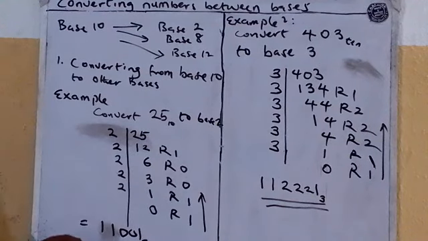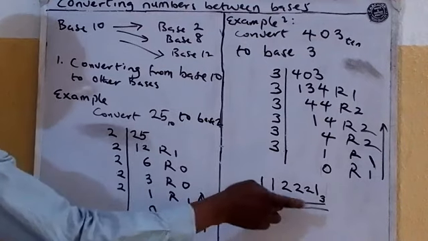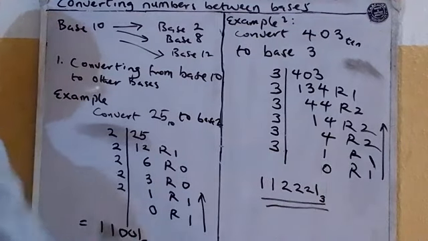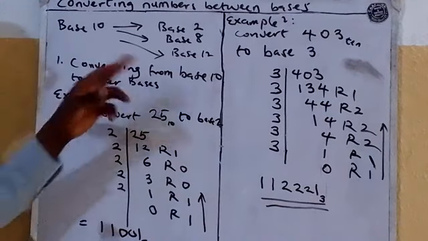See base 2 here. Sorry, base 1. I'm sorry, it's base 2. Actually, this is base 2. I will not see any number greater than or equal to 2. For base 3, I will not see any number equal to 3 or greater than 3. And so on. That's how you know that you are correct. So we have done converting from base 10 to other bases.